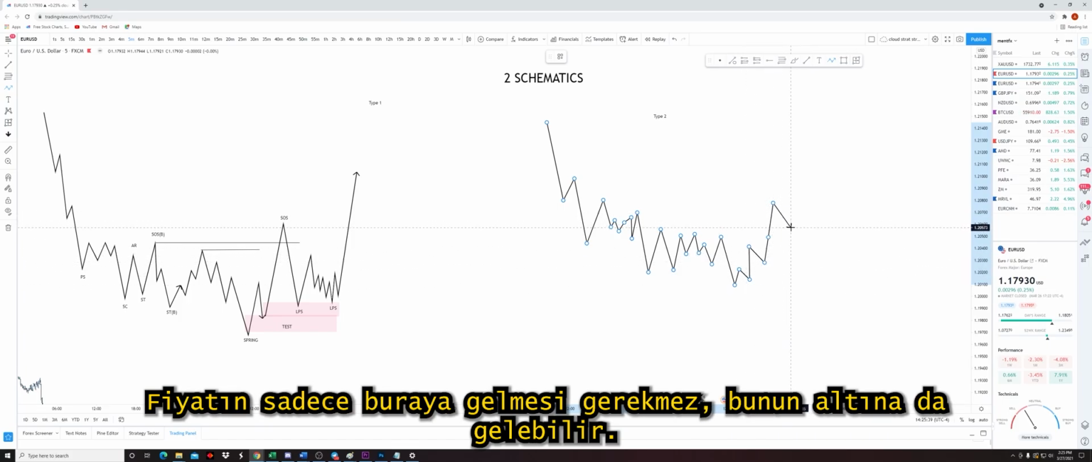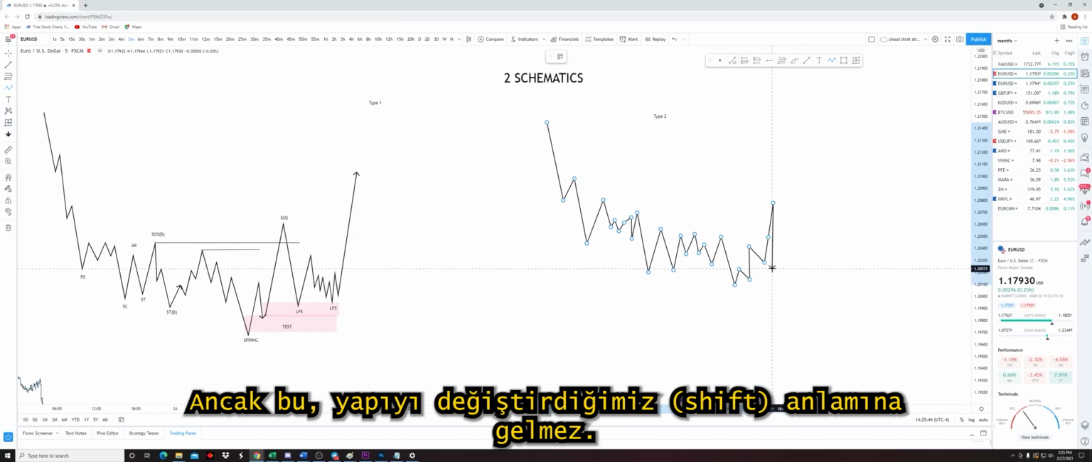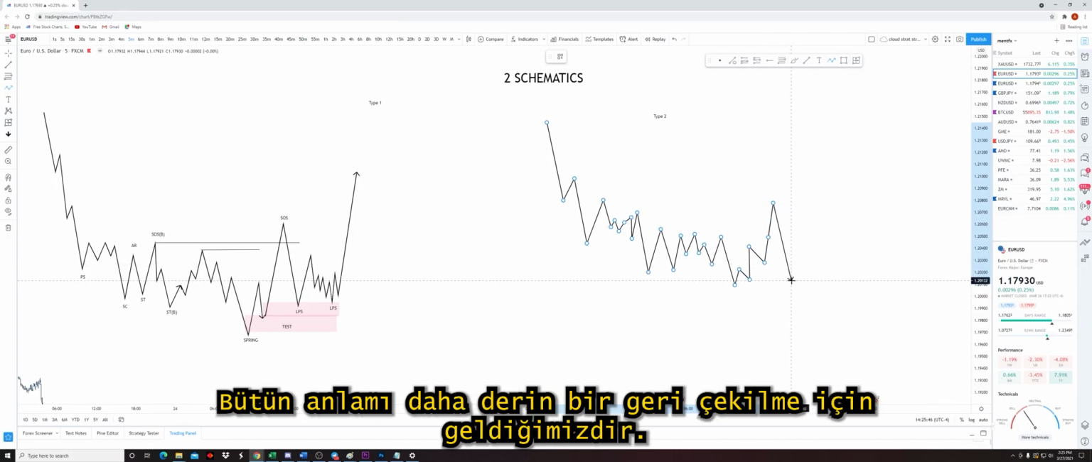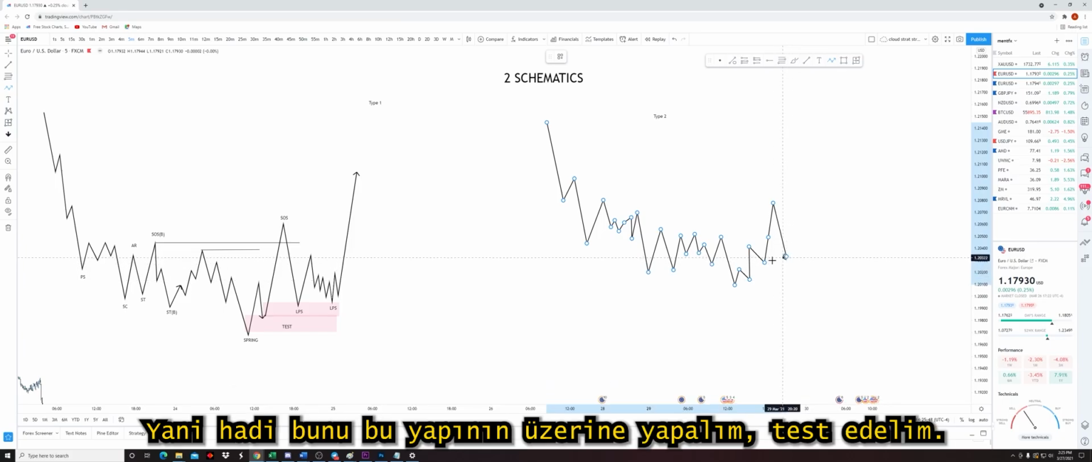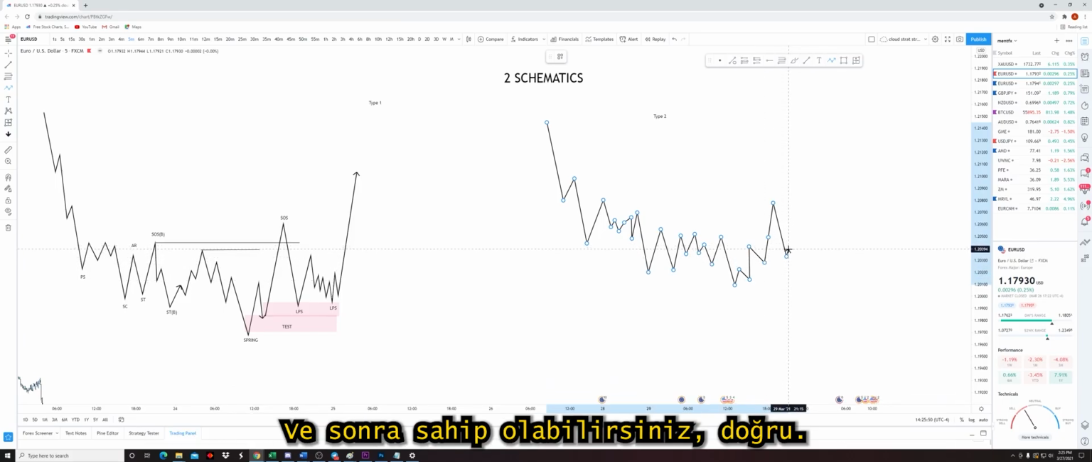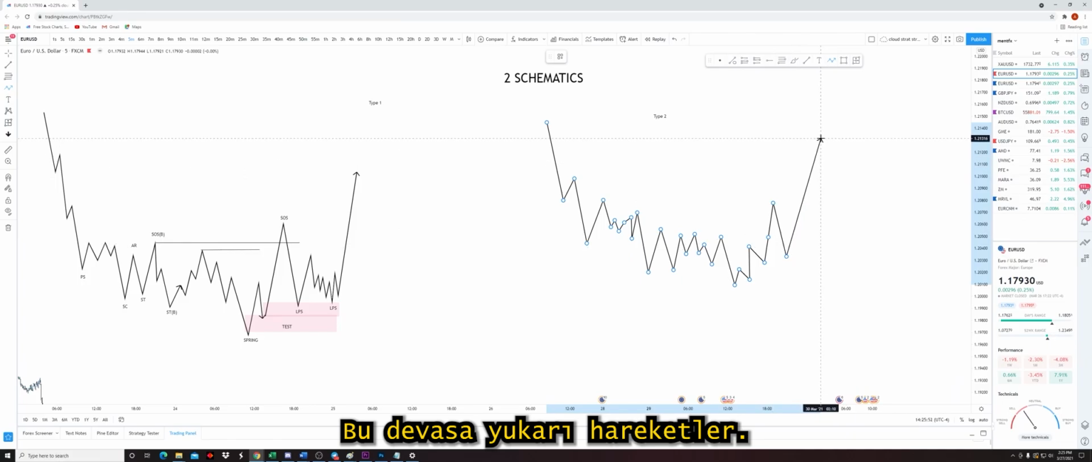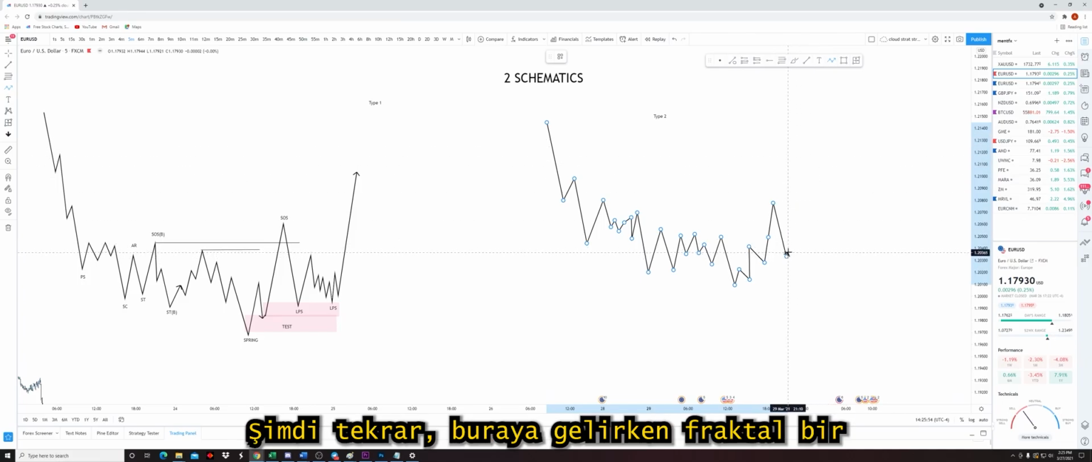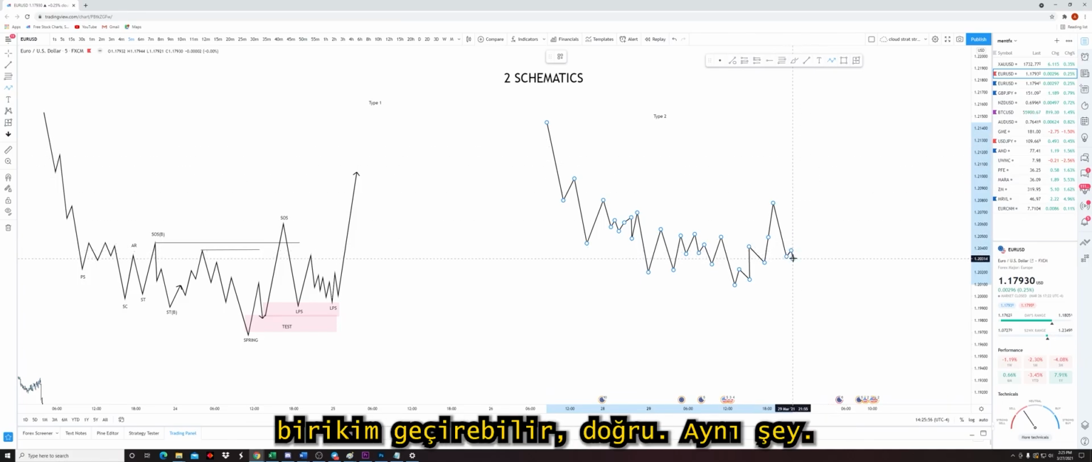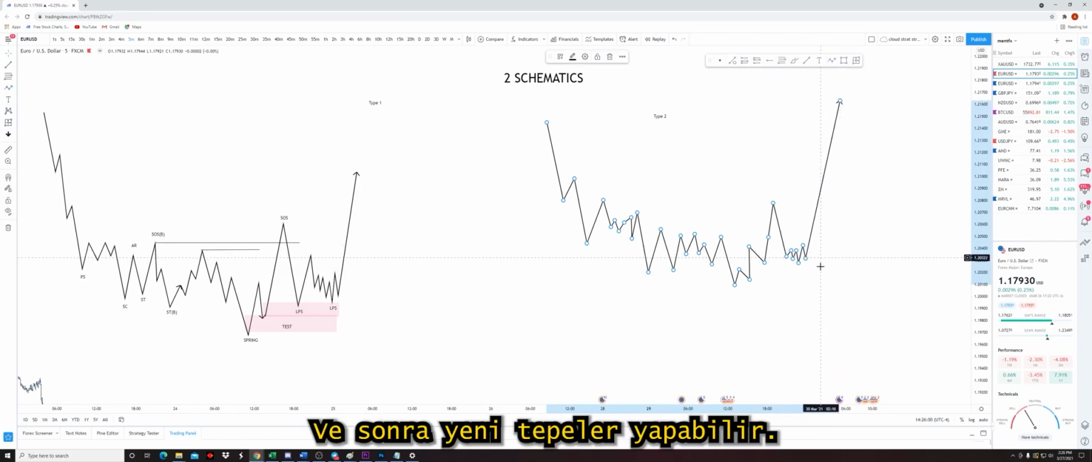Price does not have to come to here only. It can come under it, but that does not mean that we've shifted structure. All it means is we're coming for a deeper retracement. So let's make it on this structure, test it, and then you might have, right, the huge moves up. Now again, as it comes into here, it could undergo a fractal accumulation, right? Same thing. And then make new highs.